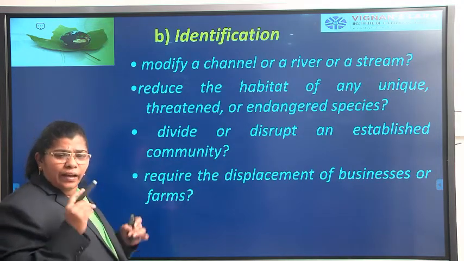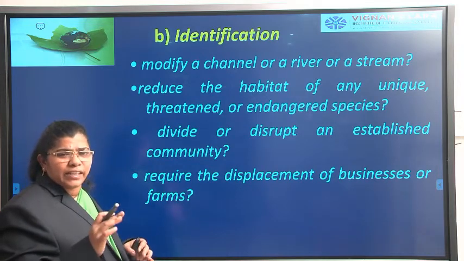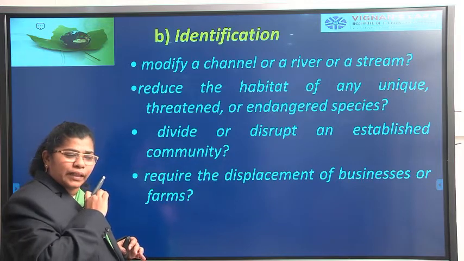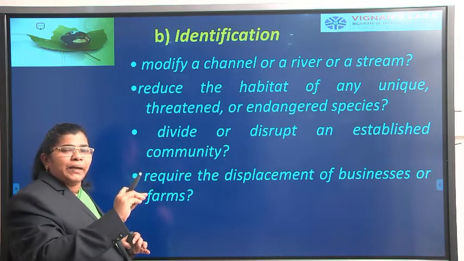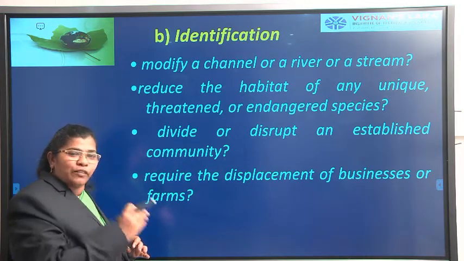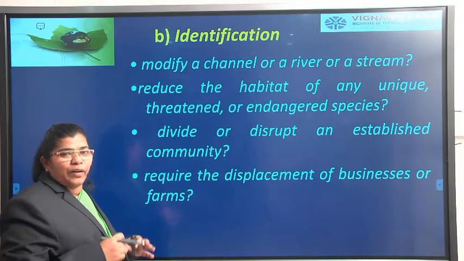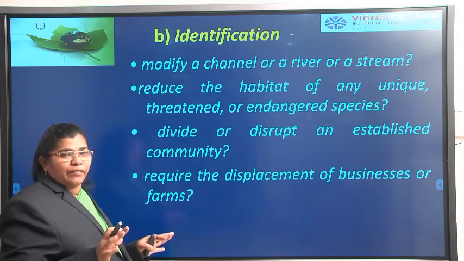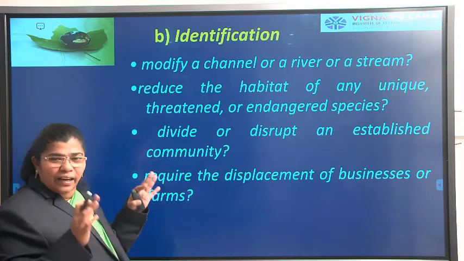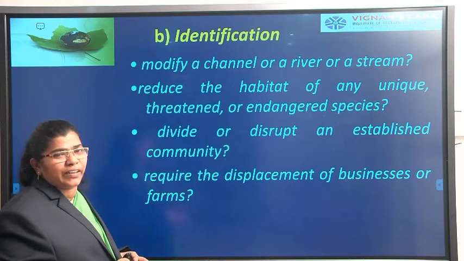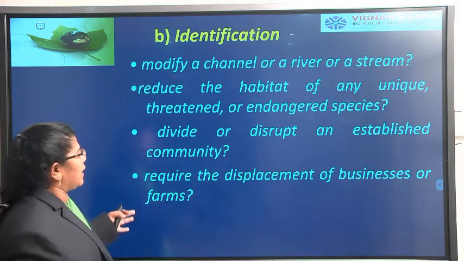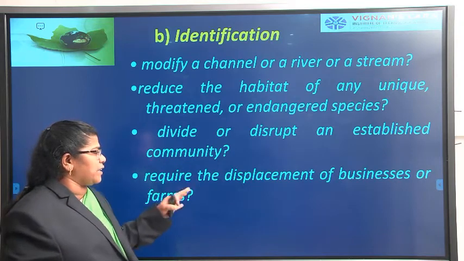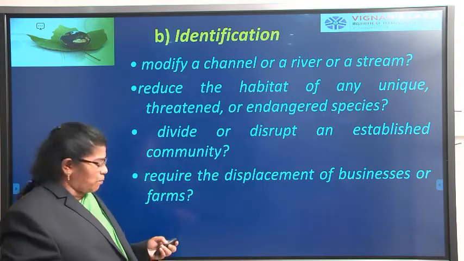So even in the tiger reserve forest, nowadays they are not allowing any lorry or any means of transport from night 9 o'clock till morning 6, 7 o'clock. Why are they not allowing? To keep the species alive, right? So like that, so many things. They have so many regulations like this when they go in for this EIA. And the project should not divide or disrupt an established community, or require the displacement of businesses and farms, right?